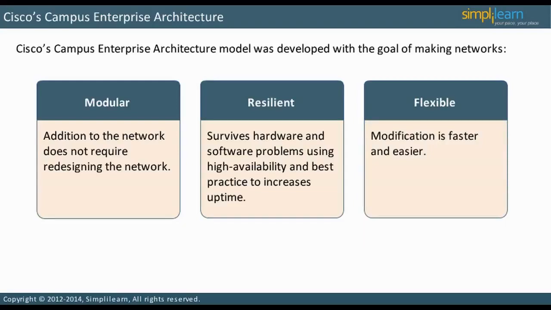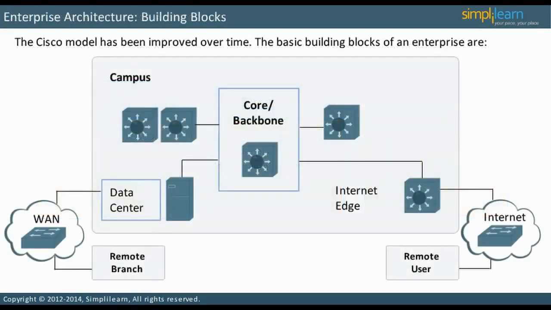Cisco has developed a model called Campus Enterprise Architecture that separates functions so that a modular, resilient, and flexible network is possible. Let us look at the building blocks of the model. Although Cisco has modified its model over time, it consists of the following basic building blocks. The first is the core, also called the backbone. It connects all the components of the enterprise.